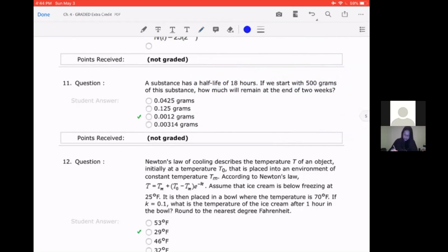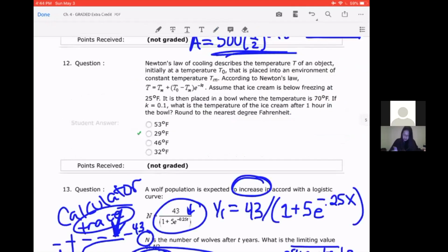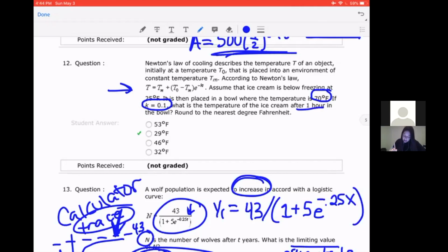All right. For question number 12, looking at Newton's law of cooling, they give you here this entire equation. Assume that ice cream is below freezing at 25 degrees Fahrenheit. If it's placed in a bowl where the temperature is 70 degrees Fahrenheit and K equals 0.1, what is the temperature of the ice cream after 1 hour in the bowl?